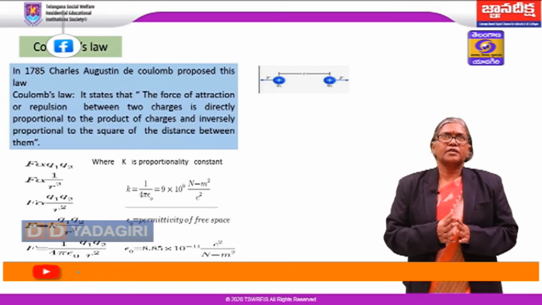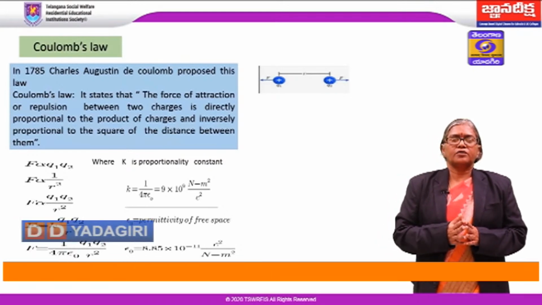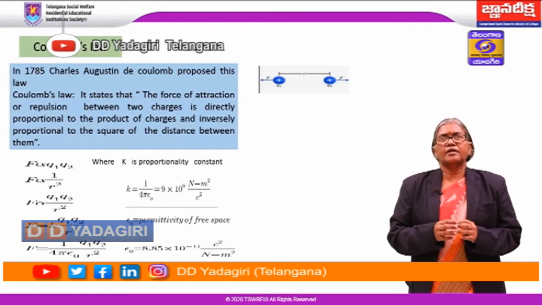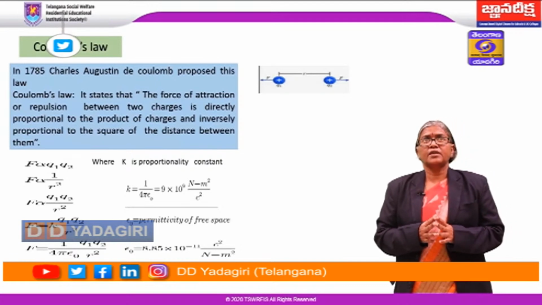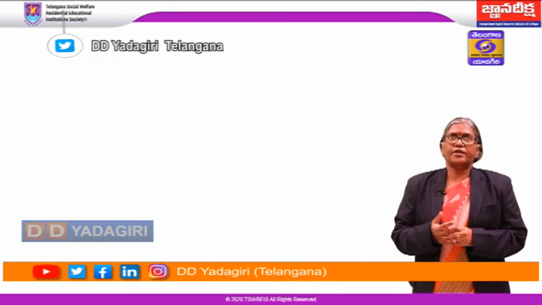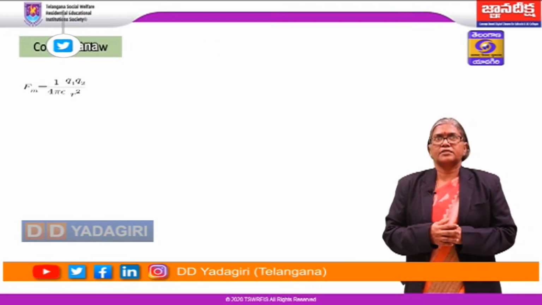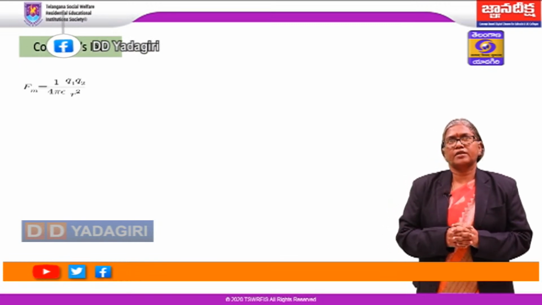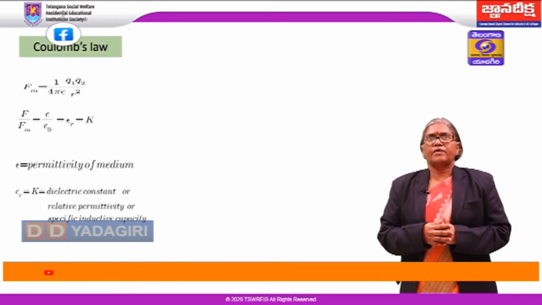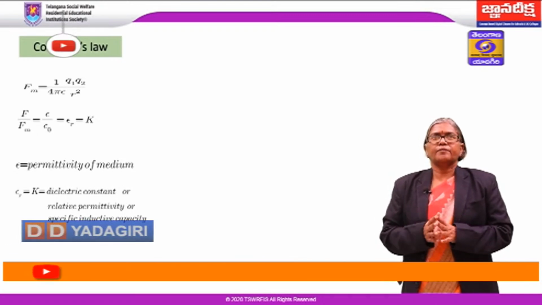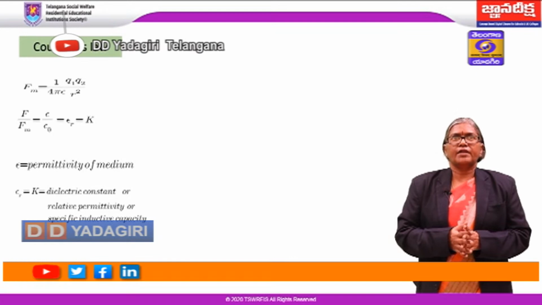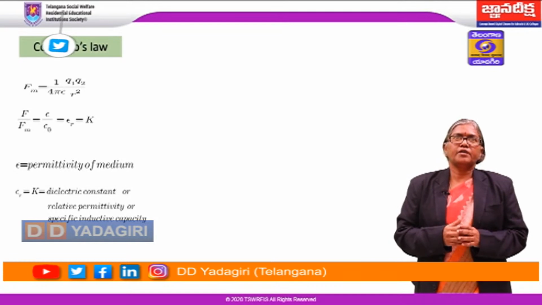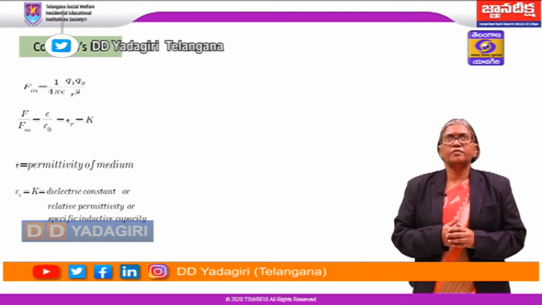This force always acts along the line joining the two charges. Hence, electrostatic force is called a central force. Okay, students, when charges are kept in a medium, then Coulomb's law is expressed as Fm is equal to 1 by 4 pi epsilon Q1 Q2 by R square. That means force is modified when the charges are kept in a medium with the same separation, where Fm is the force between the charges in medium, and epsilon indicates the permittivity of the medium. It indicates the nature of the medium.